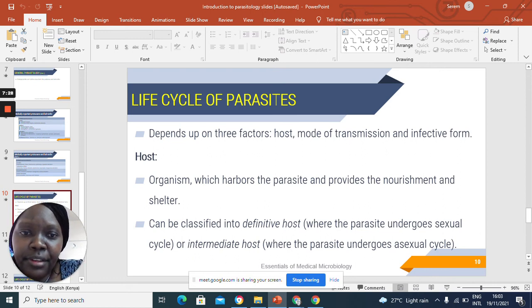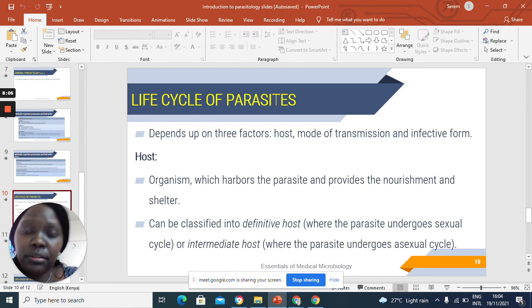So we move on to the life cycle of a parasite. Now, a life cycle of a parasite depends on three factors. We have the host, the mode of transmission, and then the infective form. The definition of a host is an organism which harbors a parasite for nourishment and shelter, and can be classified into two. We have the definitive host and we have the intermediate host. A definitive host is an organism which harbors a parasite during the sexual stage. An intermediate host harbors the parasite as it undergoes the asexual cycle.